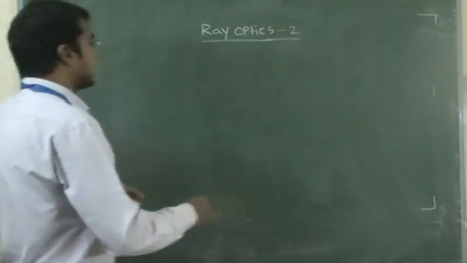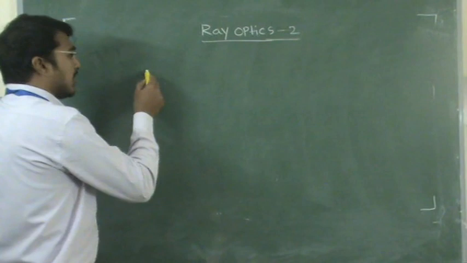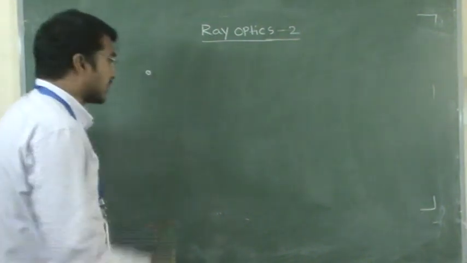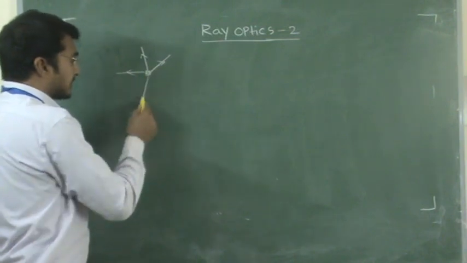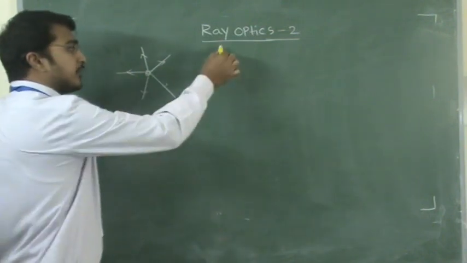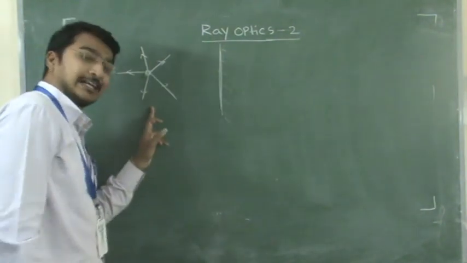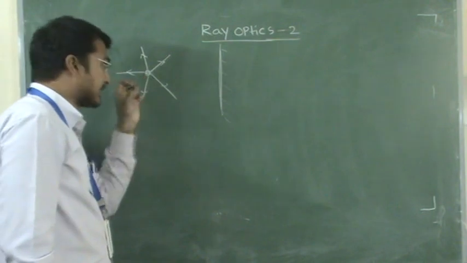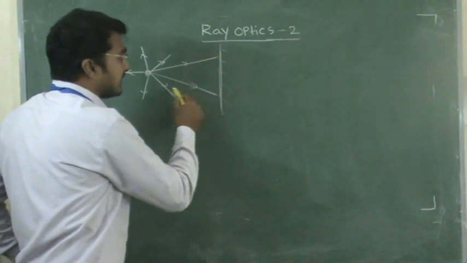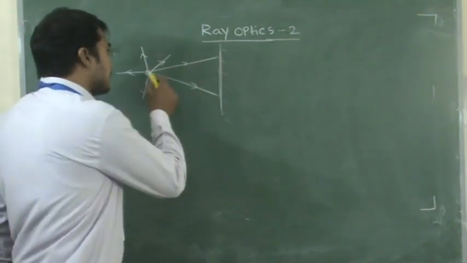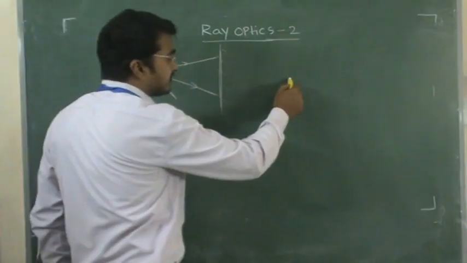For that I gave one example. See how it is. If you take one point source of light, the light rays are moving in all directions. If you take one plane mirror, this is a real object. The rays are really moving out and are incident on the mirror. So this we call a real object. The image will form somewhere.